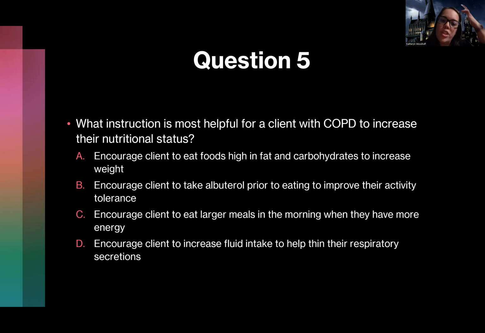This question is asking what's going to help increase nutritional status. Taking albuterol prior to eating can help them eat better because they can breathe better. So they're going to be able to maybe eat more because they can breathe and eat at the same time a little bit better. Increasing fluid intake is great for COPD in general, but is that going to help increase their nutritional status? I think I remember my professor saying something about not taking fluids with meals because they'll fill them up super quick. So we do want them to increase their fluid intake, but for this specific question, about what we're going to do to increase their nutritional status, the best answer here is going to be B.